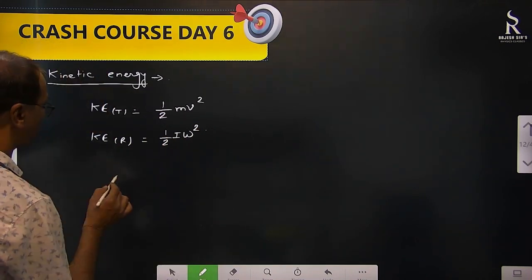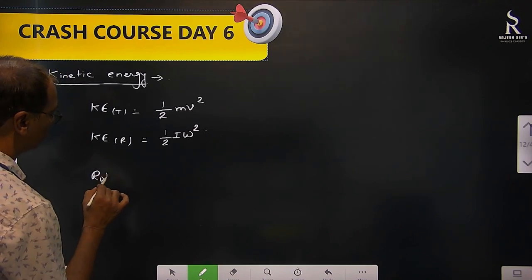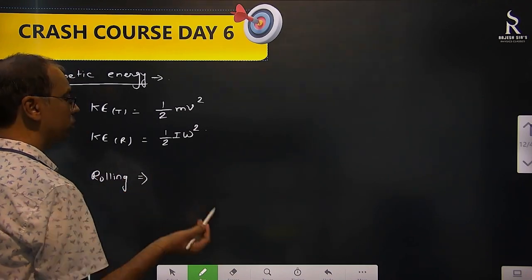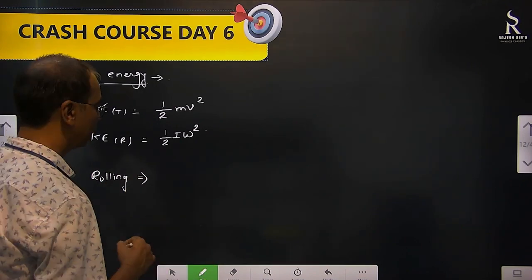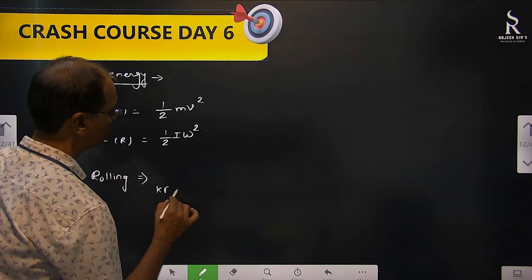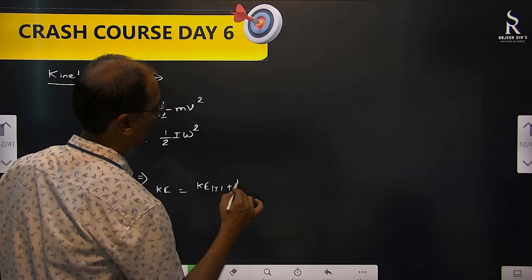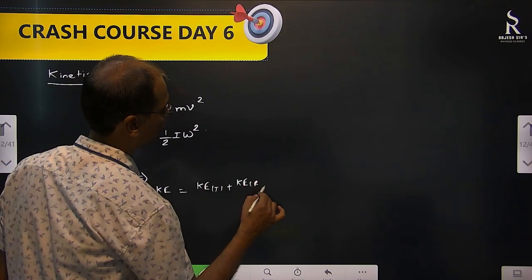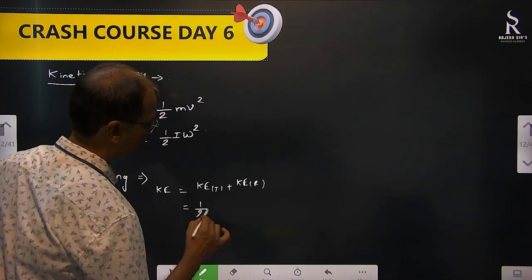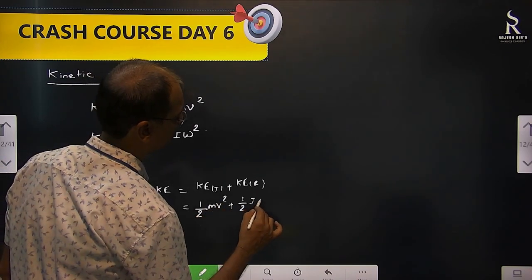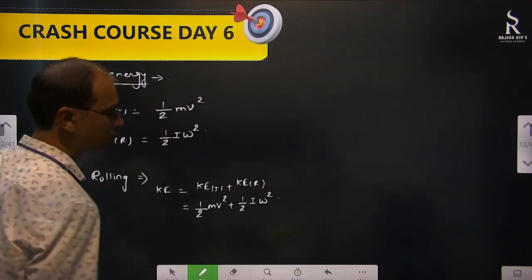If it's in rolling, which we are going to see now, what happens? The body rotates and also translates. So in that case, kinetic energy becomes kinetic energy of translation plus kinetic energy of rotation. That means it will be half mv square plus half I omega square.